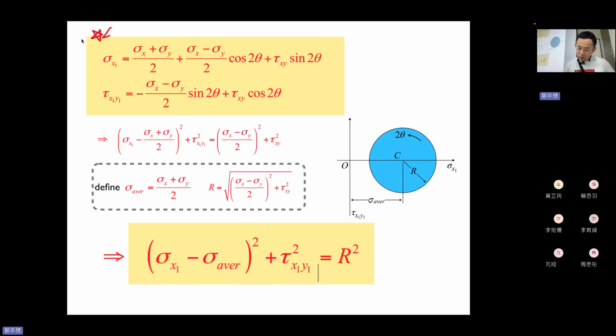I gave you 3 stars, right? And I said this is related to Mohr's circle. So this is sigma x1 and tau x1y1. And then when you square them and sum them up together, you obtain this.